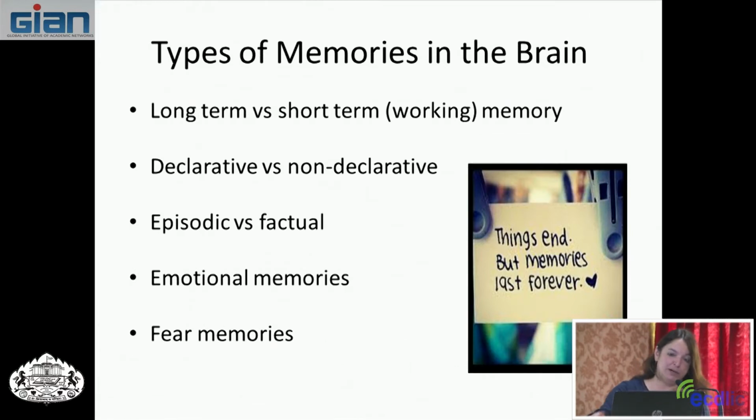So we're going to talk a bit about types of memory, and we're going to talk about long-term versus short-term, or short-term is also called working memory, versus sensory memory, which we're going to talk about a little bit. Declarative versus non-declarative, episodic versus factual. We also have things such as emotional memories and fear memories. And we saw this a little bit when we looked at that video on trauma about how memories can work or not work during fearful or traumatic events.